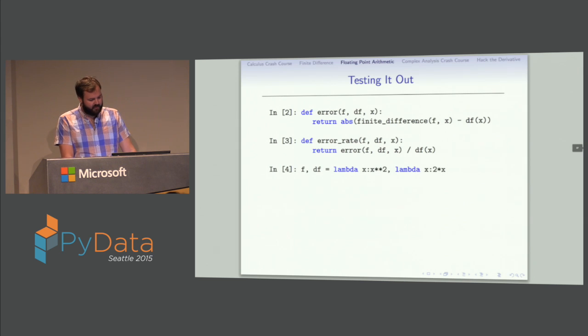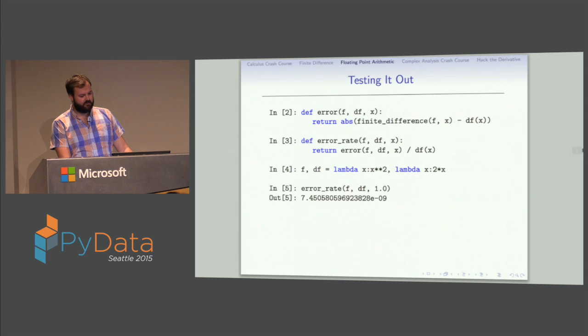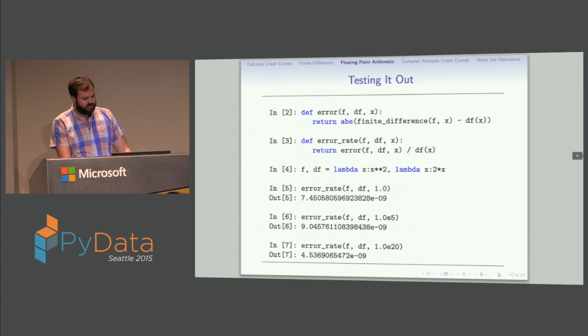And so if we plug in, we're going to use x squared again. We know the derivative is 2x. So we get some error rates. They're small. They're not 0, but that's reasonable.